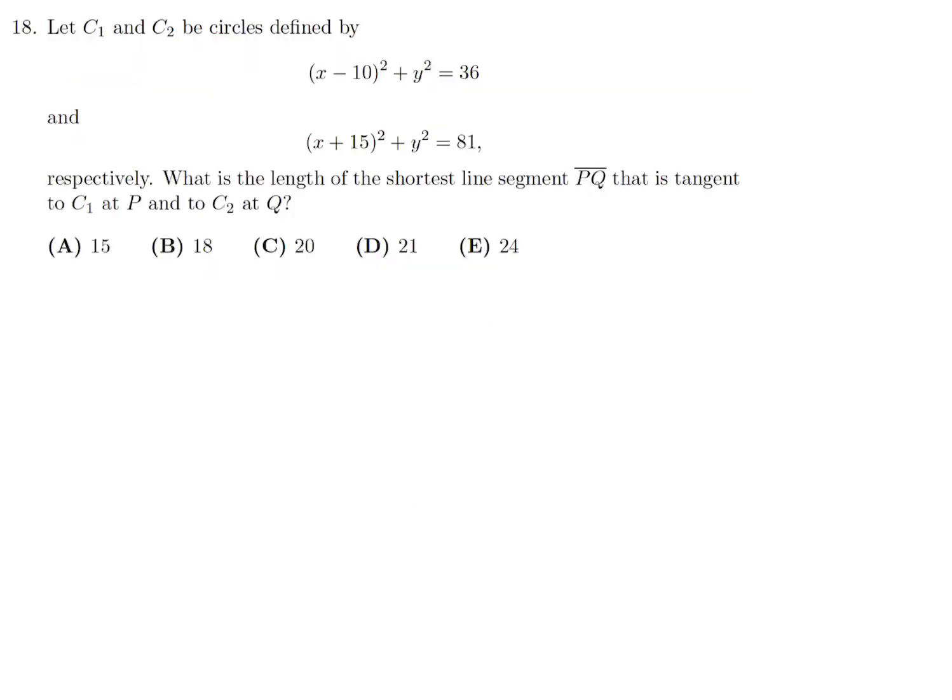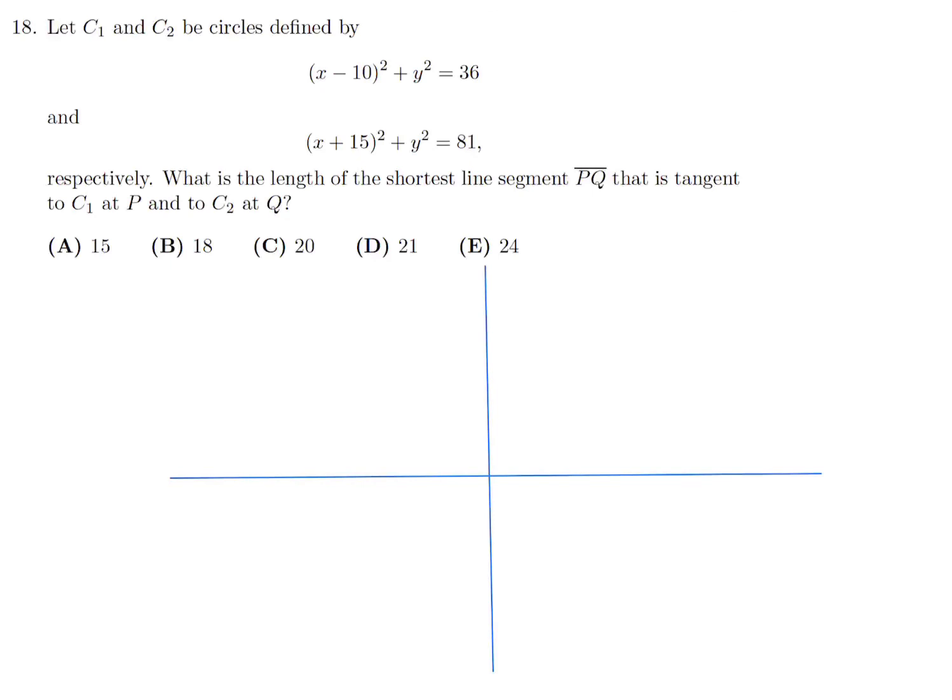Question 18. Let C1 and C2 be circles defined by those two equations respectively. What is the length of the shortest line segment PQ that is tangent to C1 at P and to C2 at Q? Okay, let's draw a graph and explain this question. So I'm going to draw a graph like that.